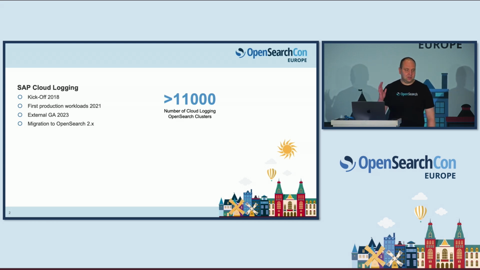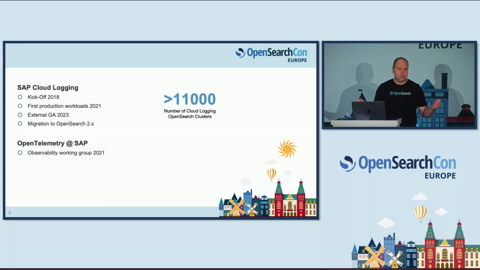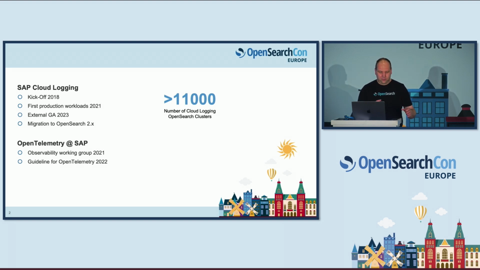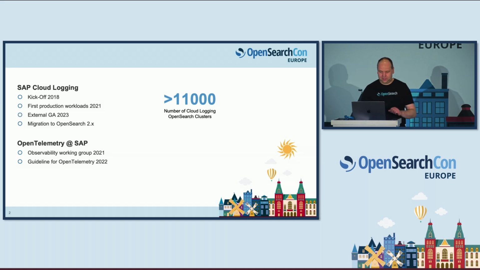The other part is concerned with OpenTelemetry. So let's have a look at what OpenTelemetry does for SAP. We introduced a working group on observability SAP-wide in 2021, which I joined. And basically, we published guidelines to build any new observability within SAP based on OpenTelemetry 1 year after that. And starting then, we executed on this strategy.